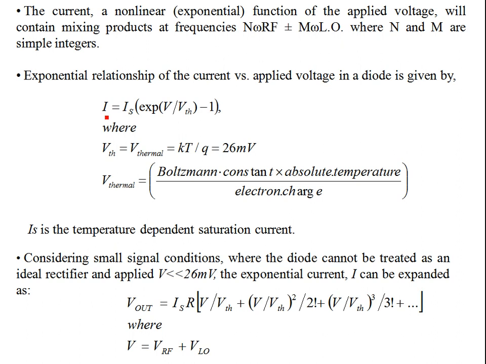Now, the relationship of this current to the applied voltage: this applied voltage is your RF and local oscillator voltage signals, and this VTH is the thermal voltage, which depends on the absolute temperature. K is the Boltzmann constant, Q is the electron charge, so this is fixed, and it's a small voltage.